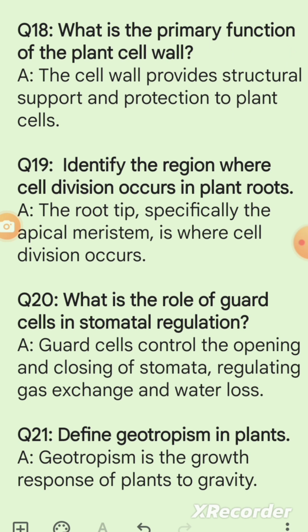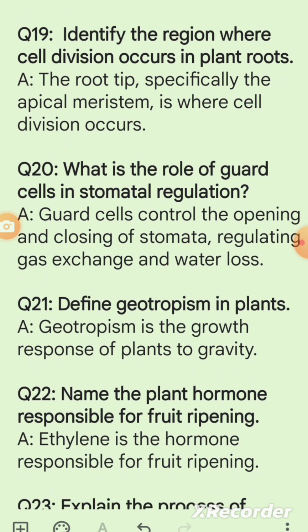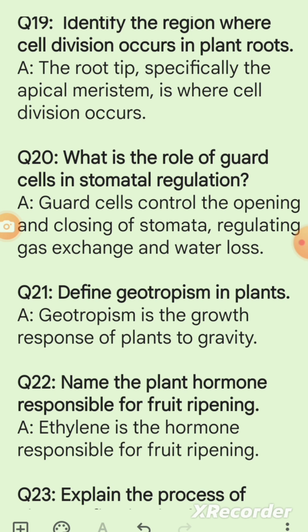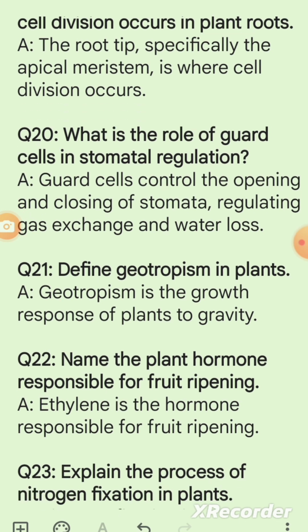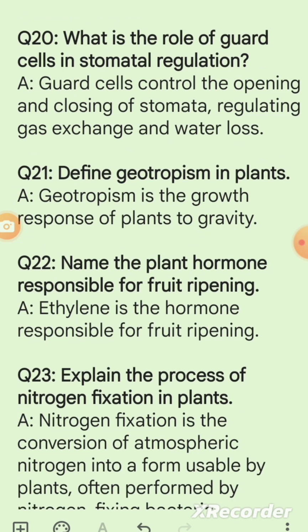Q21. Define geotropism in plants. A. Geotropism is the growth response of plants to gravity. Q22. Name the plant hormone responsible for fruit ripening. A. Ethylene is the hormone responsible for fruit ripening.